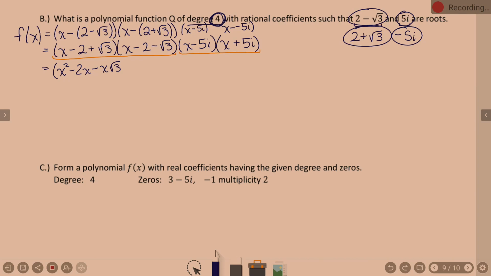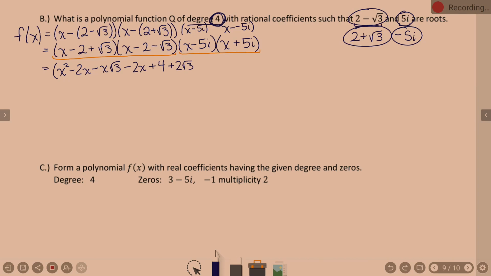Okay, so that was distributing x. Now I'm going to distribute negative 2. Negative 2 times x. Negative 2x. Negative 2 times negative 2. Plus 4. Negative 2 times negative square root of 3. Yep, plus 2 square root of 3.